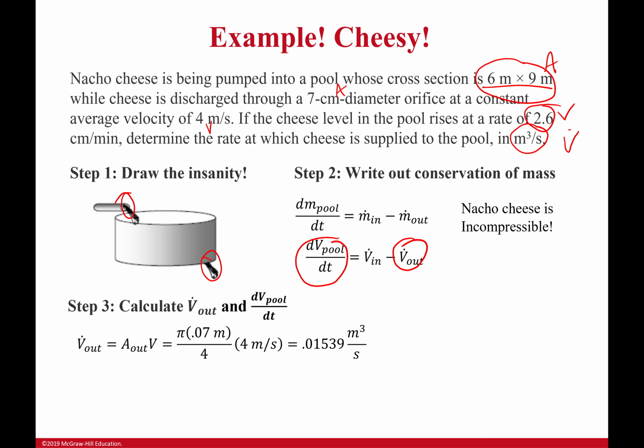So my volume flow rate out is going to be equal to my area out, which, like I said, is going to come from the diameter given, times the velocity. So it comes out to be 0.01539 meters cubed per second.